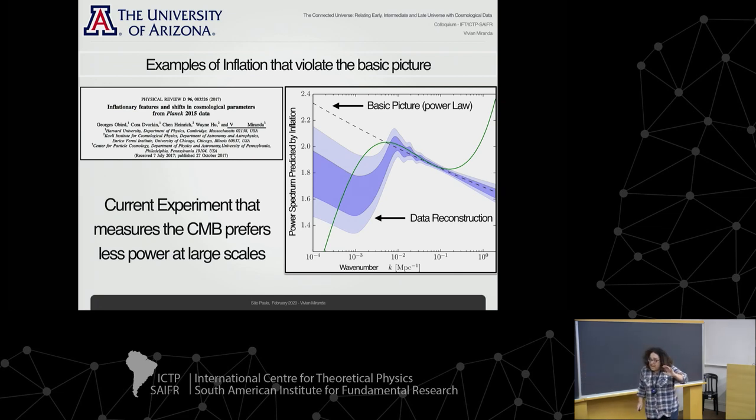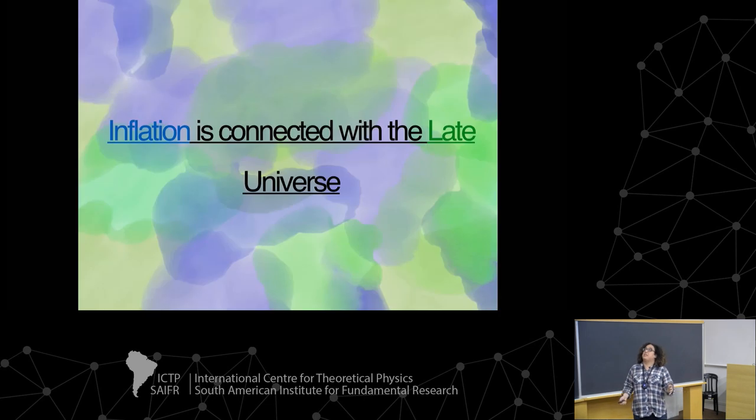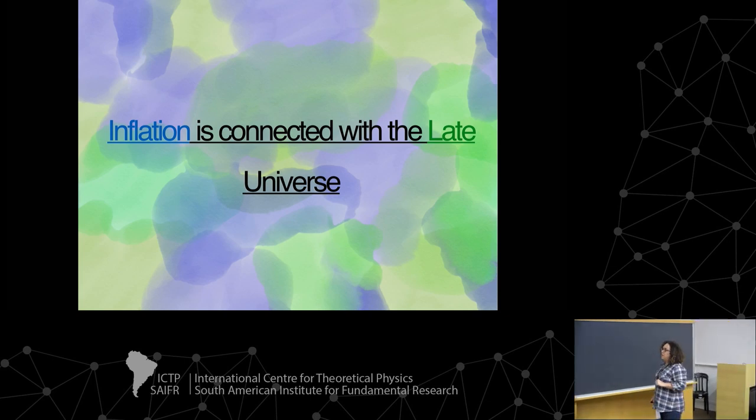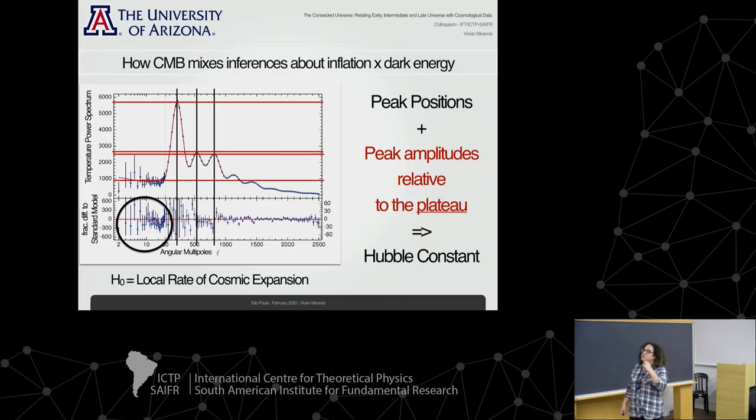But now I want to ask another question. Given that inflation can be complicated, how can this complication be propagated in cosmology and affect what we know about the late universe? I want to make this connection between early and late. And the way we make this connection is through the Hubble constant. As I told you, the cosmic microwave background can predict the value of the Hubble constant. And this prediction is based on the position of these peaks, these oscillations, and the relative amplitude of these oscillations with respect to this plateau.